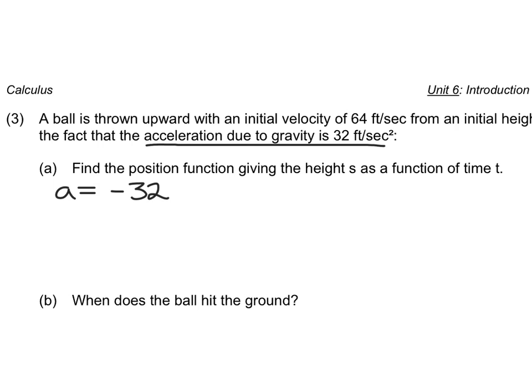So here it says the ball is thrown upward. So I can assume that that velocity is a positive 64, right? So things that you need to keep in mind, because if you're not careful, you'll get the wrong sign here, and that could skew things a little bit. All right, so the hierarchy.